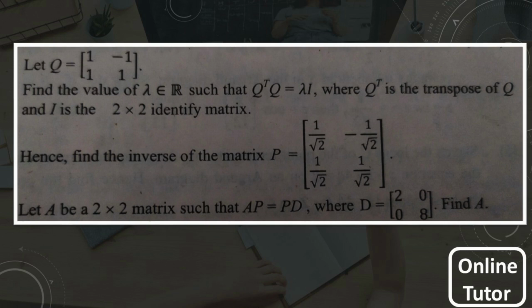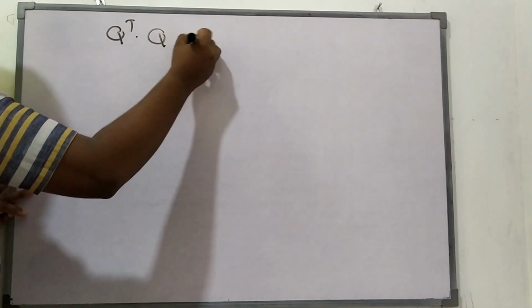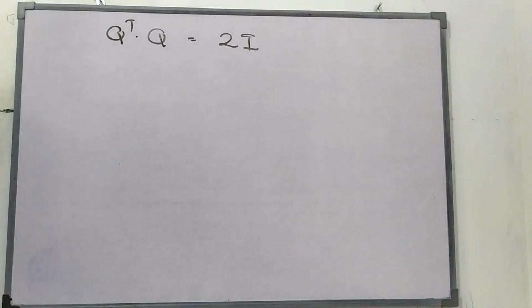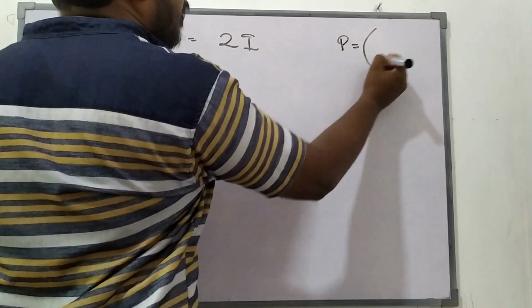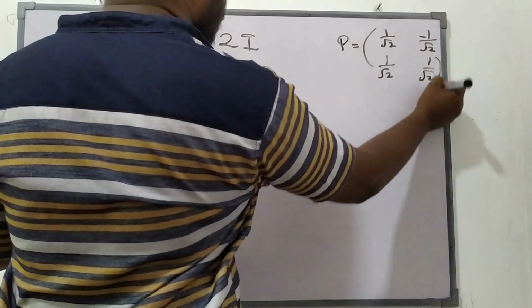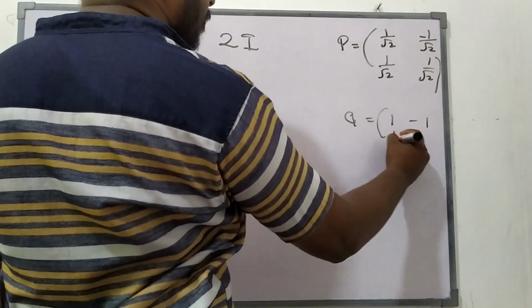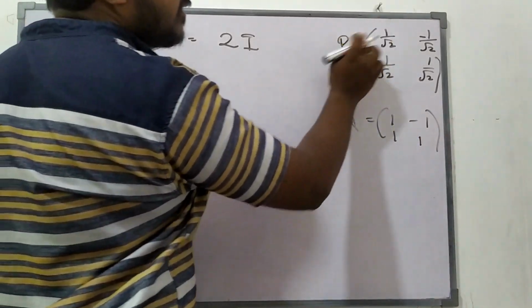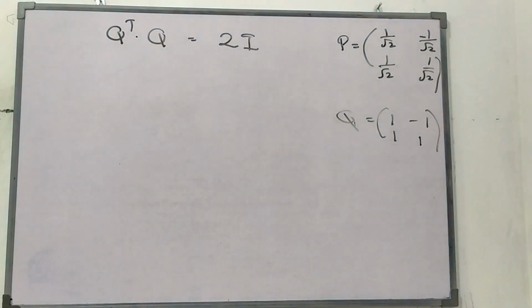And also, hence find the inverse of matrix P. So lambda means 2, and Q transpose into Q is 2I. So how to find the inverse of P using that result? What is P actually? P means 1 over root 2, minus 1 over root 2, 1 over root 2, 1 over root 2. Q was 1 minus 1, 1 1. So you can see the only difference is P is divided by root 2.